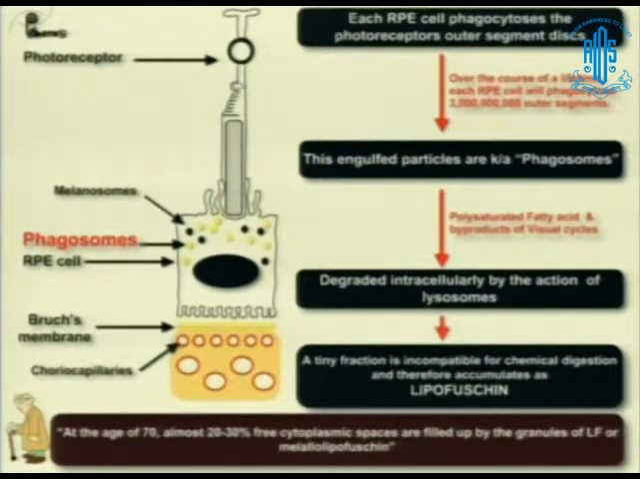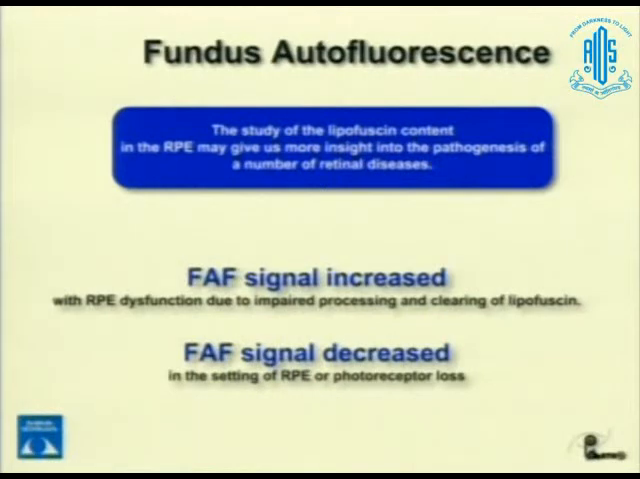As all of us know, lipofuscin is the classical wear and tear pigment, which at the age of 70 or in disease processes almost fills the entire RPE cells. So this signal is very important. The study of the lipofuscin content of the RPE cell can give some insight into the pathogenesis or the progression of some diseases. The fundus autofluorescence signal is increased with RPE dysfunction. It is decreased if there is RPE loss or photoreceptor loss.